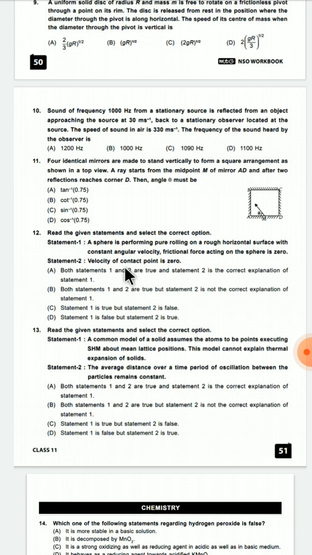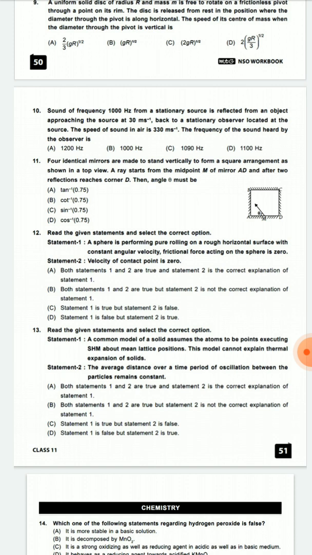Option A: Both statements 1 and 2 are true, and statement 2 is the correct explanation of statement 1. Option B: Both statements 1 and 2 are true, but statement 2 is not the correct explanation of statement 1. Option C: Statement 1 is true, but statement 2 is false. Option D: Statement 1 is false, but statement 2 is true. So here you can see the options 1, 2, 3 or 4.